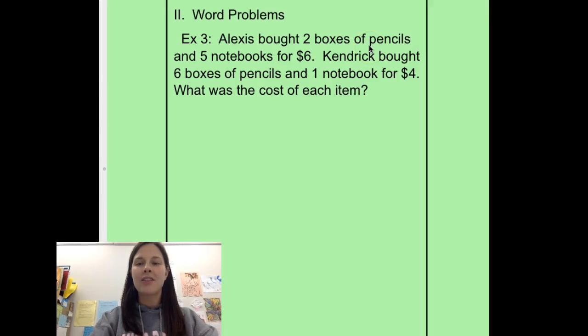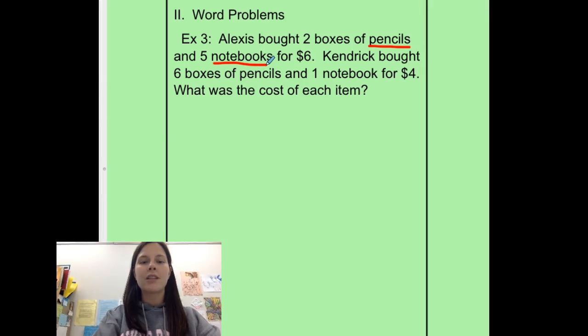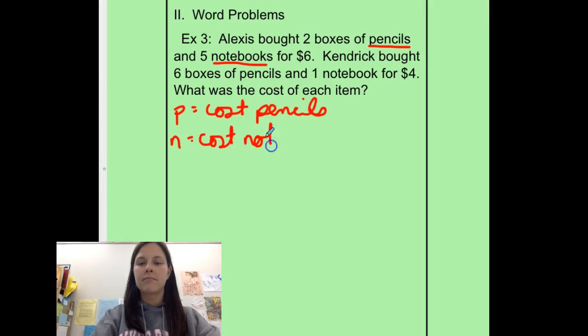And we'll take a look at another word problem. Looking at the question, it's what was the cost of each item? The two items that were bought were pencils and notebooks. So I'm going to say P is the cost of the pencils, and N is the cost of the notebook. There were two people that made purchases, so I'm going to write an equation for Alexis's purchase, and I'll write a separate equation for Kendrick's purchase.